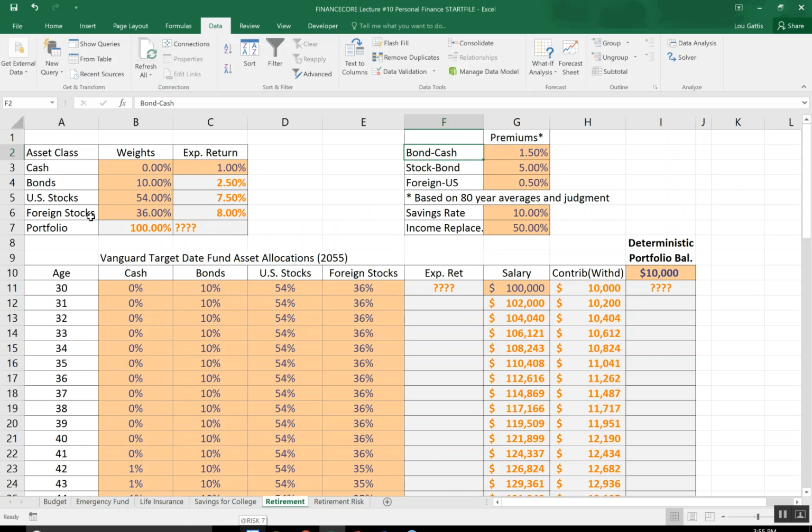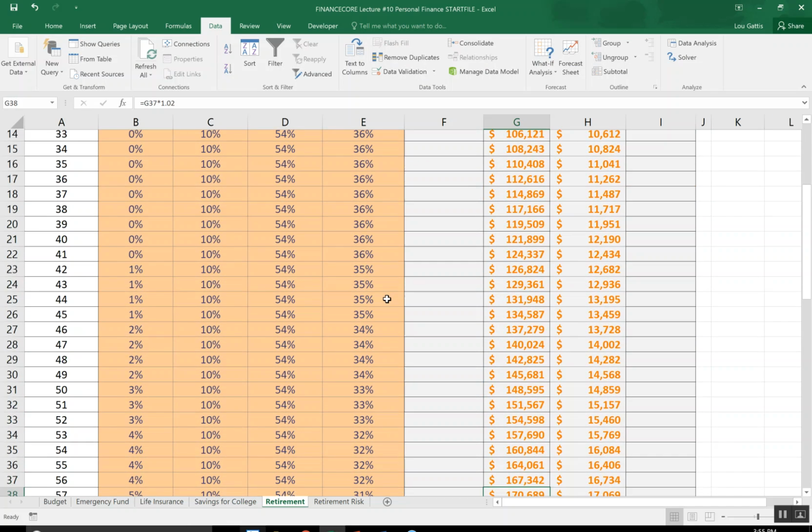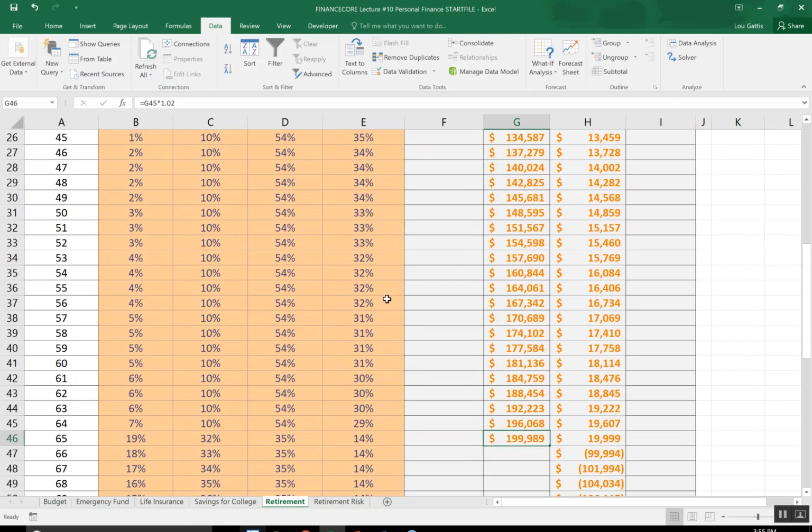So we'll go to the retirement tab. And what we'll see is Jordan's salary starts at $100,000 at age 30. It starts growing at 2% a year. I just kind of hard-coded that in there. So by the time Jordan is age 65, she is making $199,989.